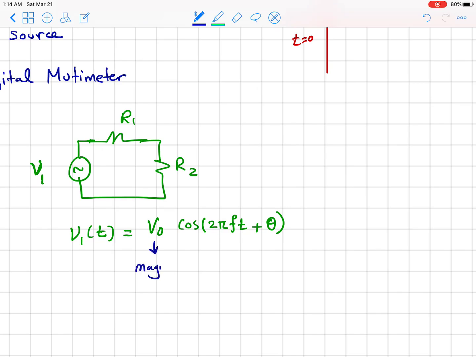So V naught is the magnitude, sometimes called the amplitude. F is the frequency, which is the number of cycles per second. The unit is hertz, or 1 over seconds. And theta is the phase offset.